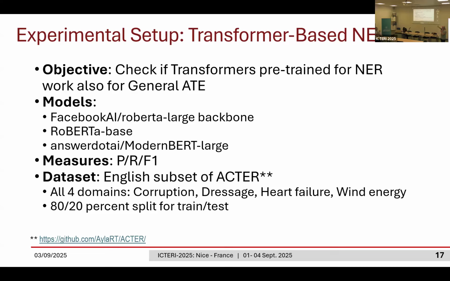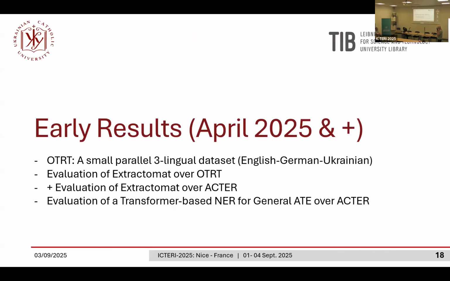But all 4 domains of Actor. They have domains like corruption, dressage, heart failure, and wind energy. A traditional split for a train test, as you may imagine. So the early results as of April 2025 plus extensions.